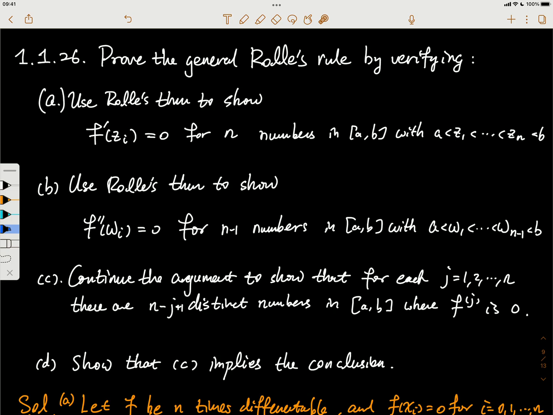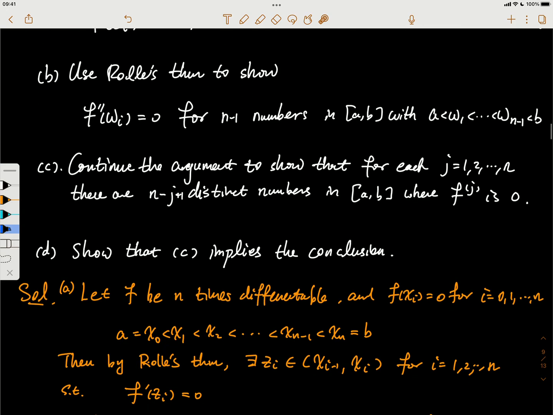Problem 26 in section 1.1. It asks us to prove Rolle's theorem by verifying the following. I think there are some typos in the book, so we're going to use the correct one as I'm showing here. First, use the standard Rolle's theorem to show that... let me just go to this so you know what I mean.